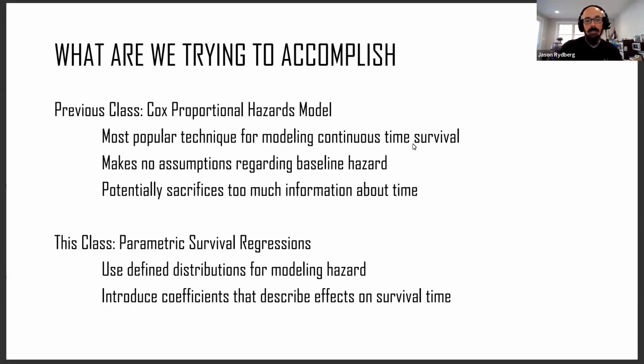The Cox model is the most flexible and popular model for doing that, in part because it makes no assumptions regarding the shape of the baseline hazard function. It takes a lot of the work out of that. However, it does sacrifice much of what we're looking for when it comes to, well, I want to be able to describe how my covariates are related to the timing of events.